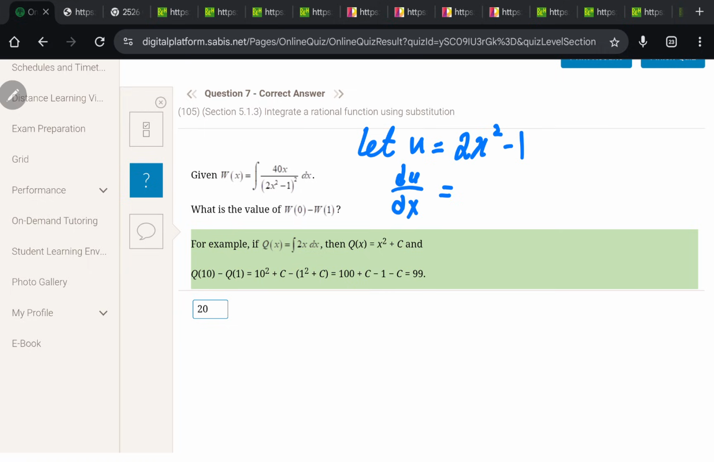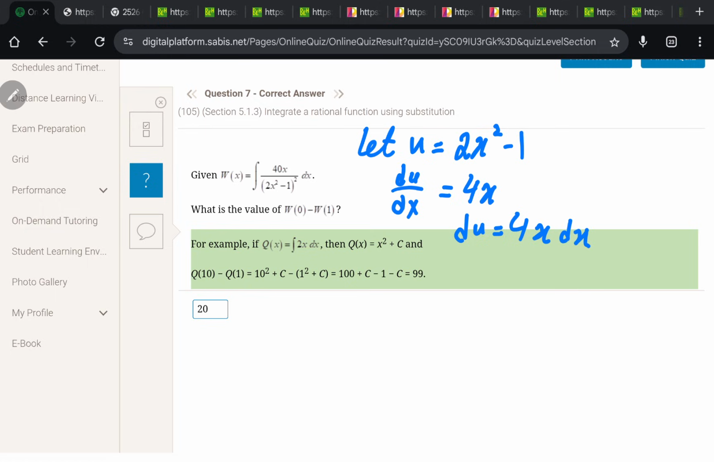du by dx is equal to 4x. That's it, right? So now you can either find it in terms of du or in terms of dx, it doesn't really matter. Well, let's find it in terms of du. So du is equal to 4x dx.